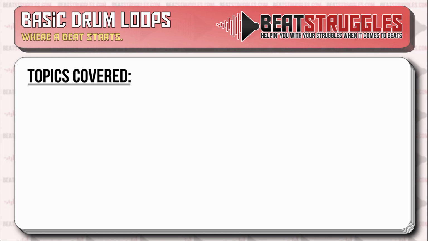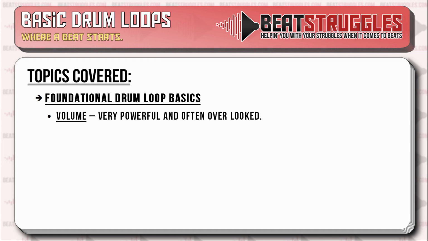So first of all, we're going to start off with our slideshow, and this is to do with volume. Every single drum loop is going to have volume, so every single individual hit. You can also change out the word volume for velocity as well. This is something that is very powerful, and it is often overlooked.